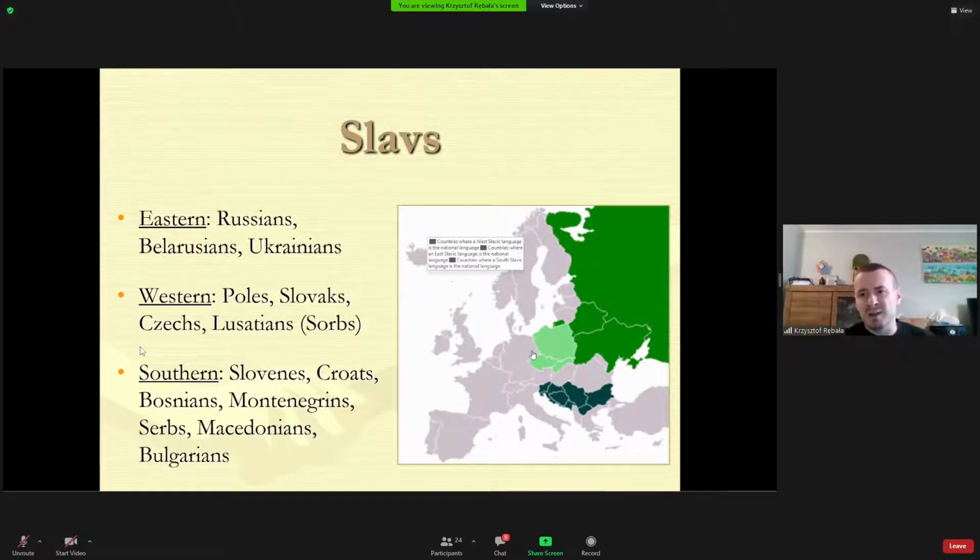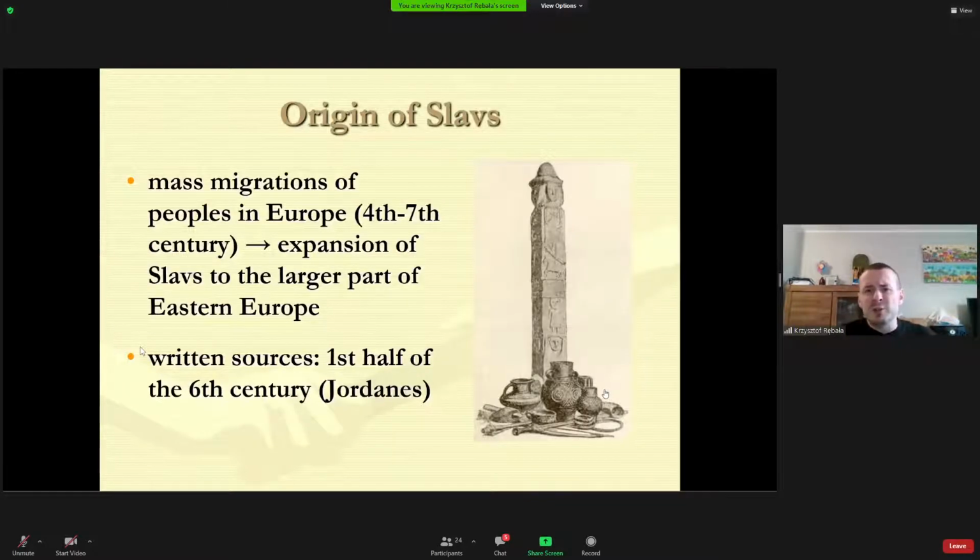Okay, but they're actually at the edge of extinction. Their languages are becoming extinct very quickly. And the Southern Slavs are divided into Slovenes, Croats, Bosnians, Montenegrins, Serbs, Macedonians, and North Macedonians and Bulgarians.